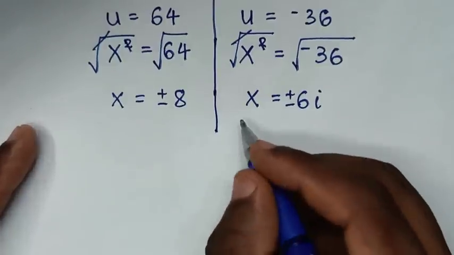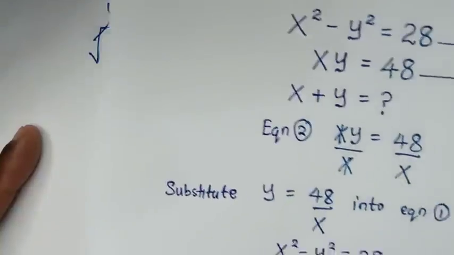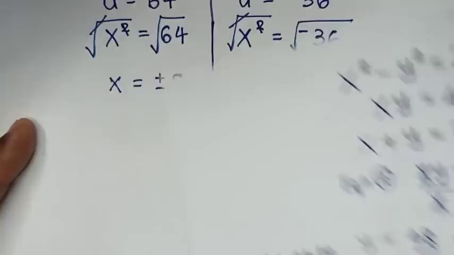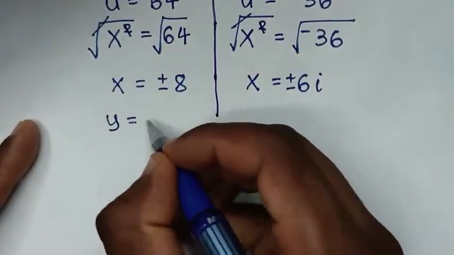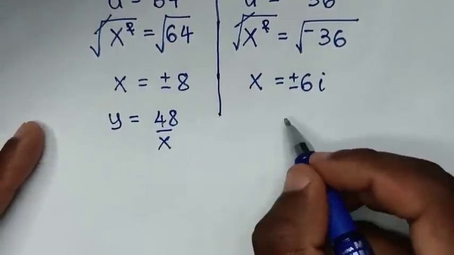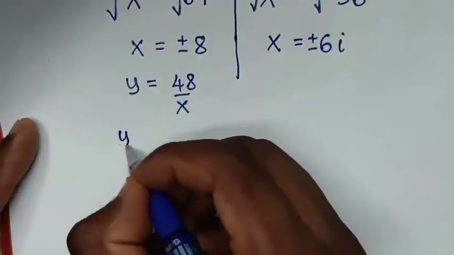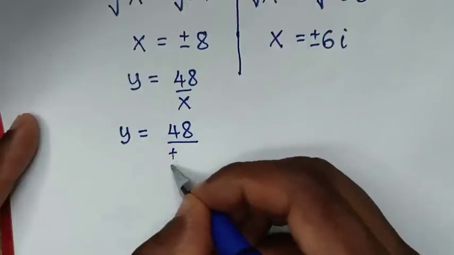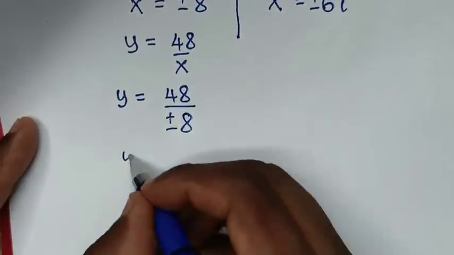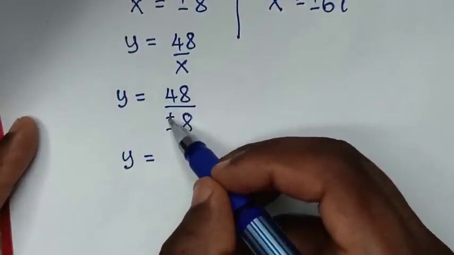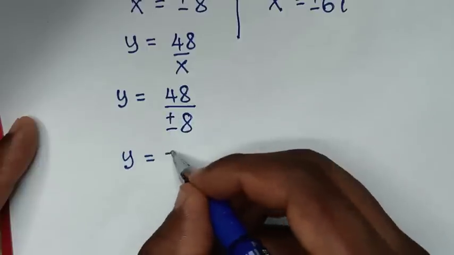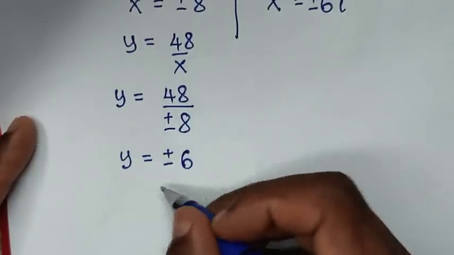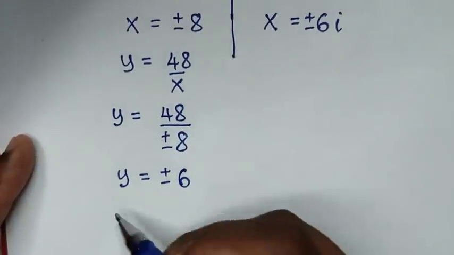Then to get the value of y, we recall from this equation here, in terms of y, we have y is equal to 48 over x. So from y is equal to 48 over x, here it will be y is equal to 48 over our x, it is plus or minus 8. Then it will be y is equal to, because we divide by plus or minus, plus or minus 48 divided by 8, it is 6. So here we'll get the value of x and this value of y.